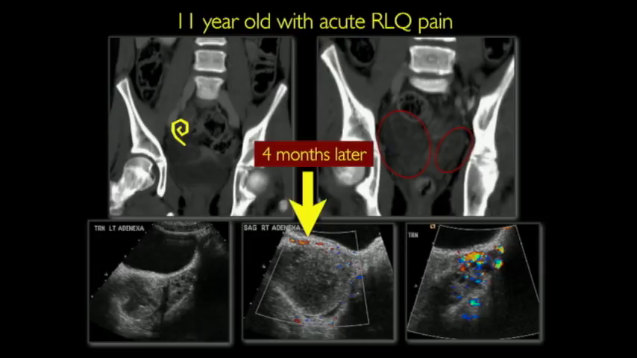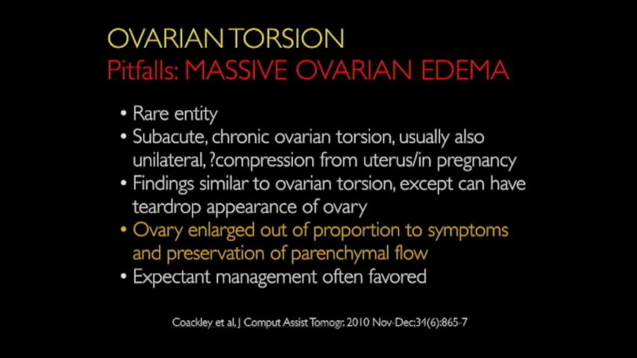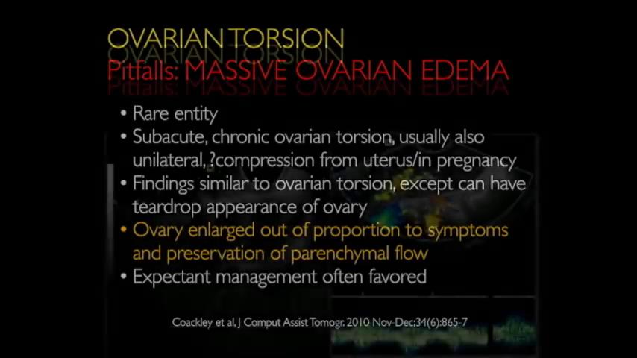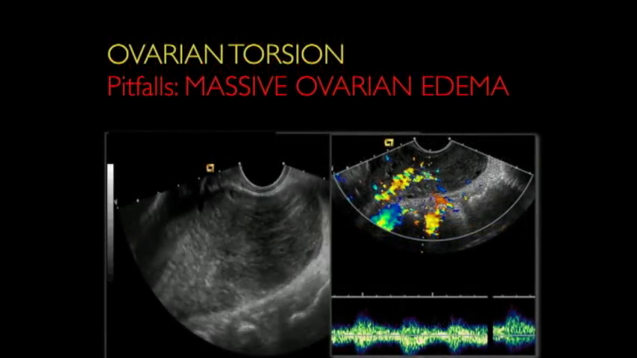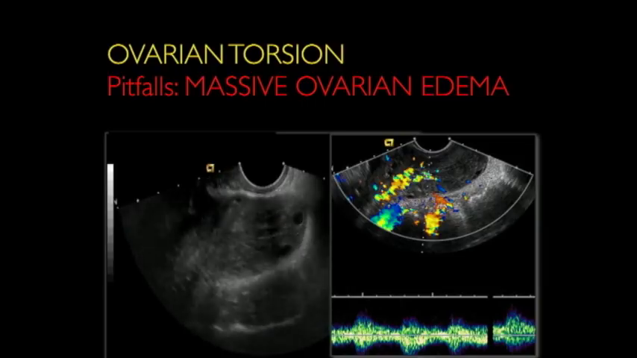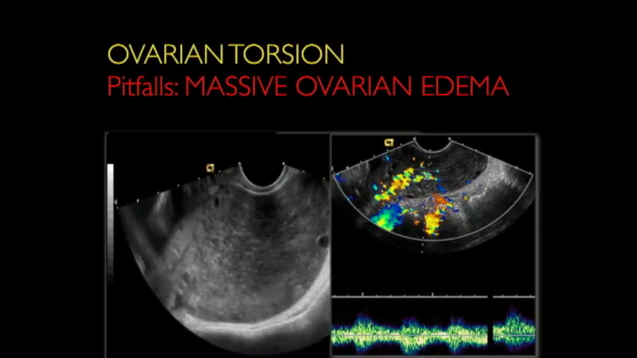So now we are looking at pitfall cases or very unusual cases. This is massive ovarian edema. It's a rare entity, but it's important to keep this in the back of your mind. If the ovaries are enlarged out of proportion to symptoms and there is preservation of parenchymal flow, those patients don't really have pain. So the ultrasound and MR imaging findings can be very similar to ovarian torsion.